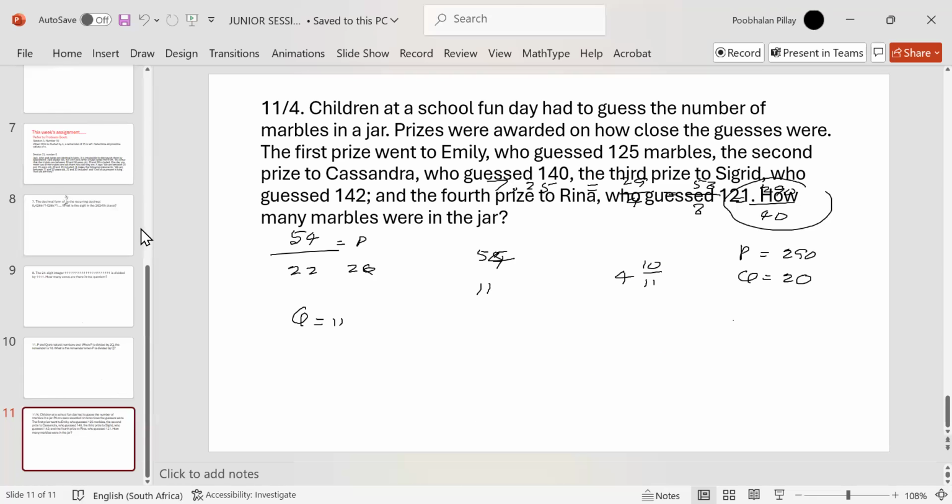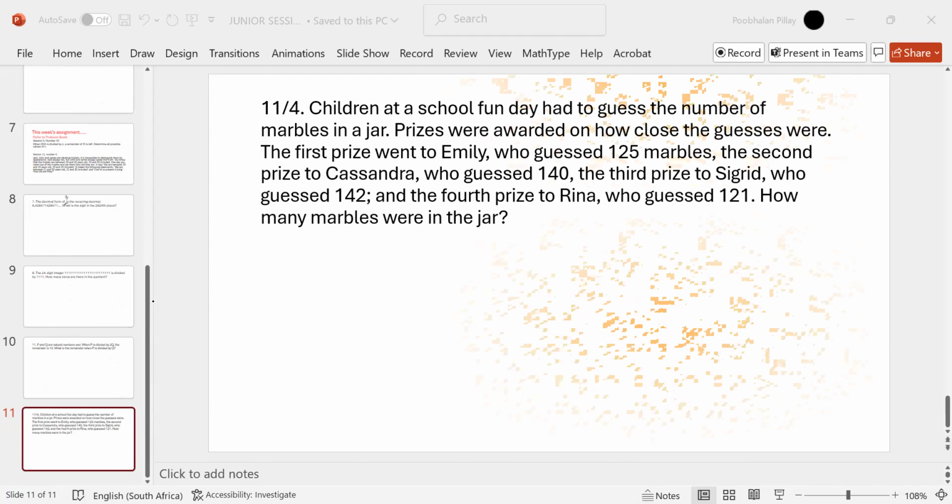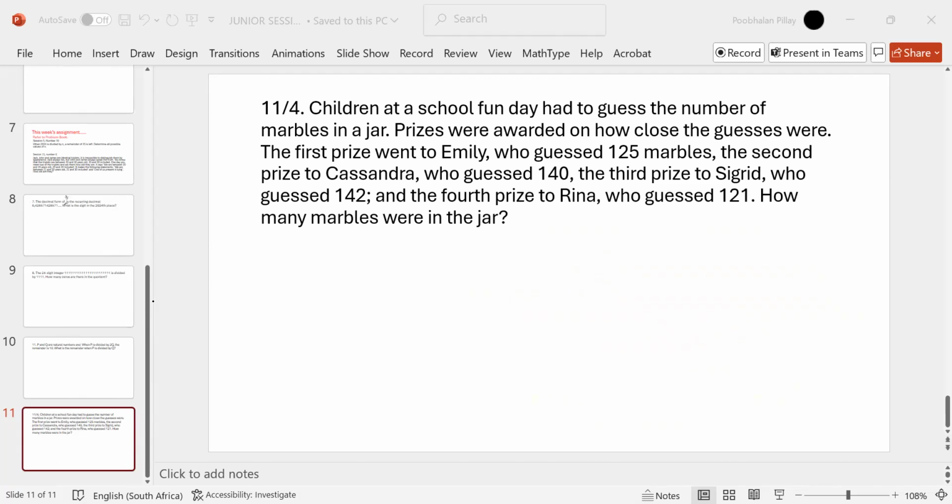Okay, this is the last question we're going to do for today. And I think there was something wrong in the last question. I'm not sure exactly what's going on there. Children at a school fun day had to guess the number of marbles in a jar. This is a very nice question, right? All right. So prizes were awarded on how close the guesses were. Okay, that's understandable. The first prize went to Emily, who guessed 125 marbles.